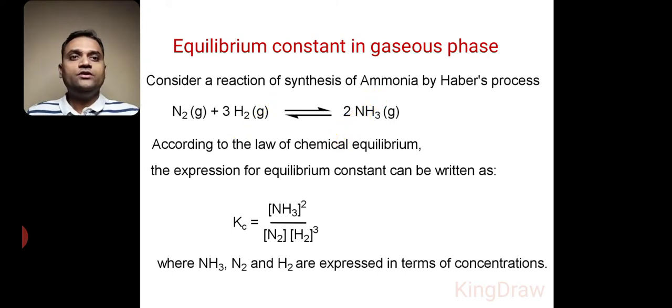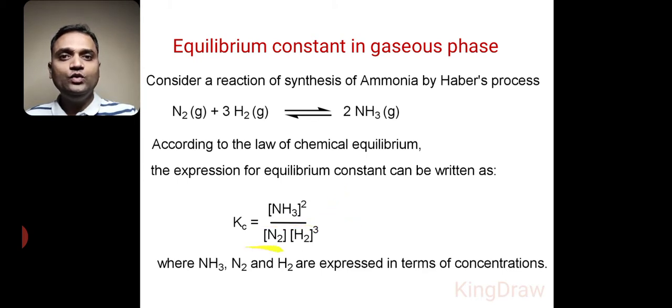Now we have to apply the law of chemical equilibrium to this equation. So the expression for equilibrium constant can be written as Kc is equal to [NH3]^2 upon [N2] into [H2]^3. Now, we know that the equilibrium constant is shown by K, but here we have written Kc.